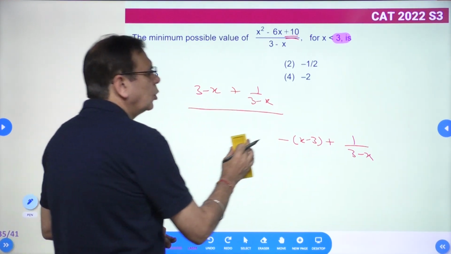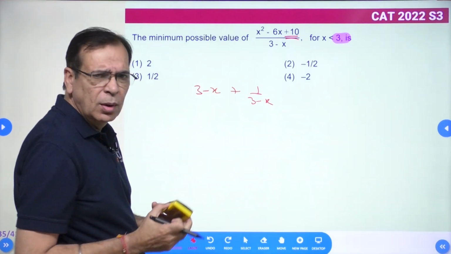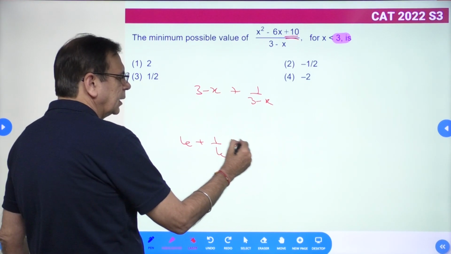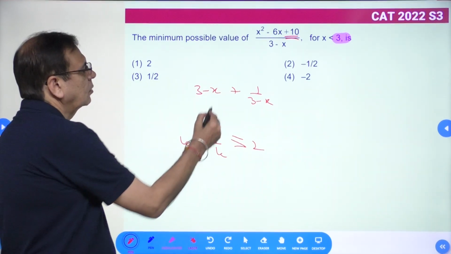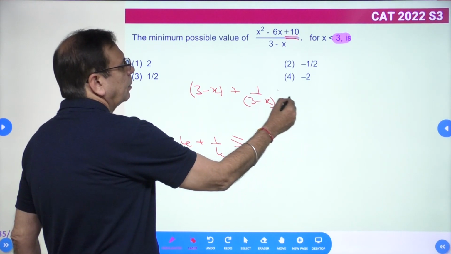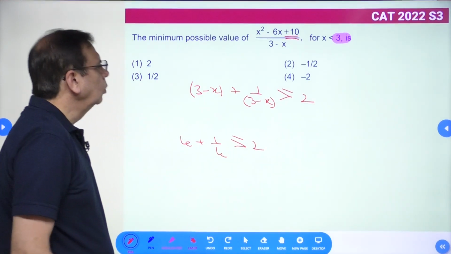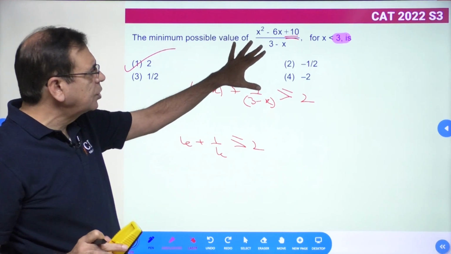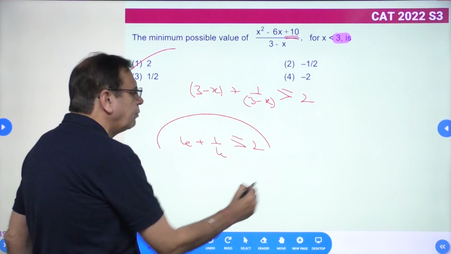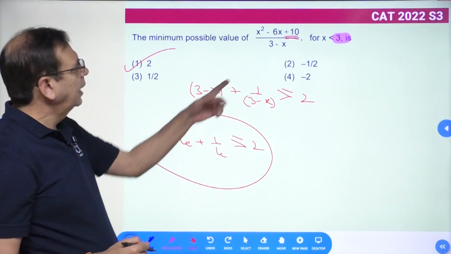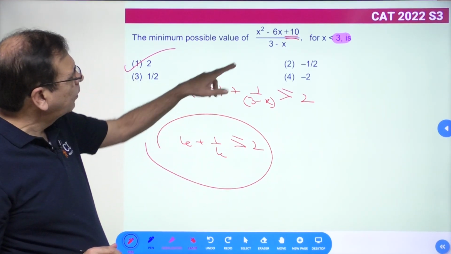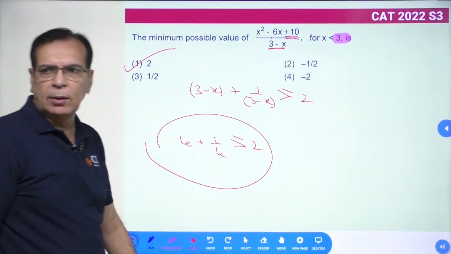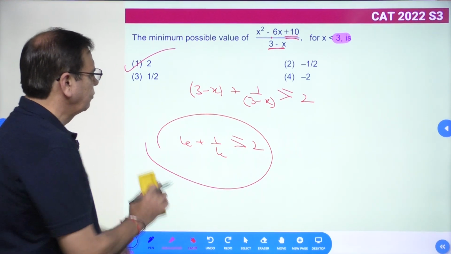Okay. Now I am sure every one of you will remember possibly that k plus 1 upon k will always be greater than or equal to 2. Is this not of the same form? That means this will always be greater than or equal to 2. Correct answer should be choice 1. Okay. So the approach here was to somehow get it in the form like this. Okay. And hence we worked in this way. And the starting point was I have to convert the numerator into some multiple or some power of the denominator. Okay. So that is the first way of doing it.